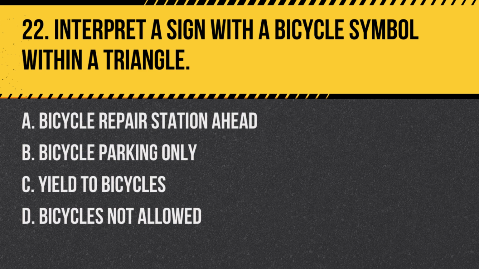Question 22. Interpret a sign with a bicycle symbol within a triangle. A. Bicycle repair station ahead. B. Bicycle parking only. C. Yield to bicycles. D. Bicycles not allowed. Answer. C. Yield to bicycles. A triangle sign with a bicycle symbol typically warns drivers to yield to bicyclists.